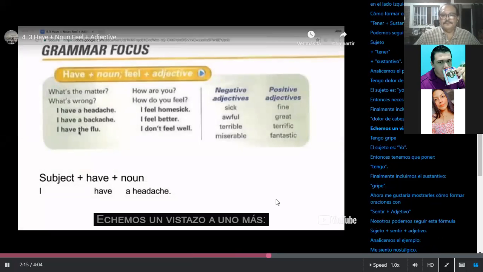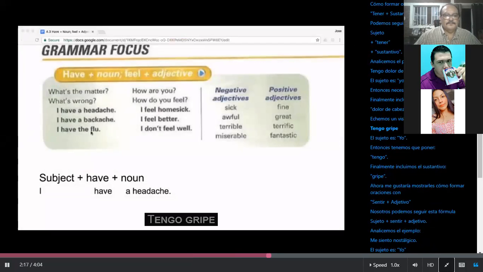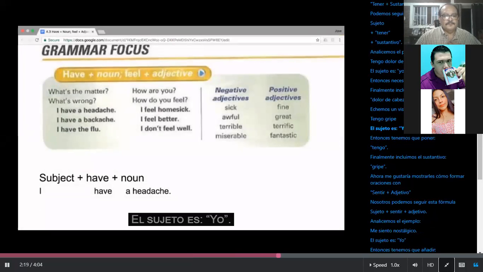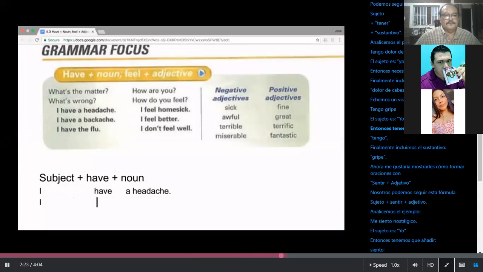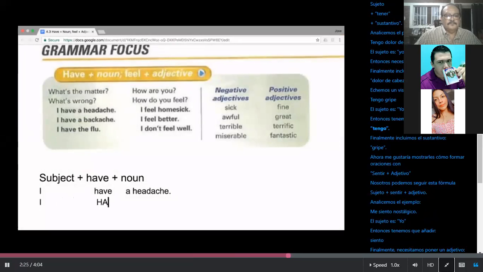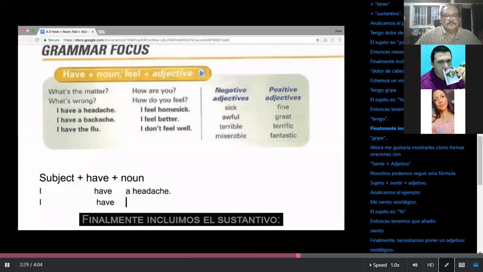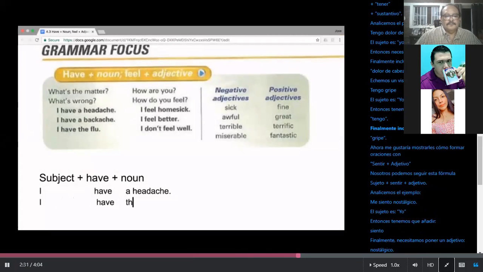Let's take a look at one more example. I have the flu. The subject is I. Then we need to put have. Finally, we include the noun, the flu.